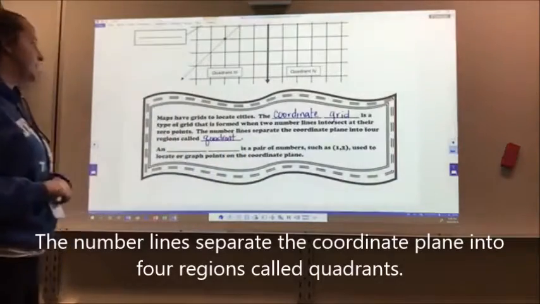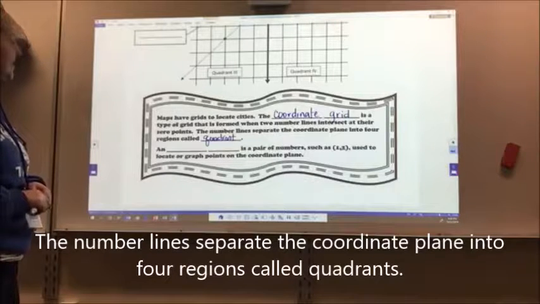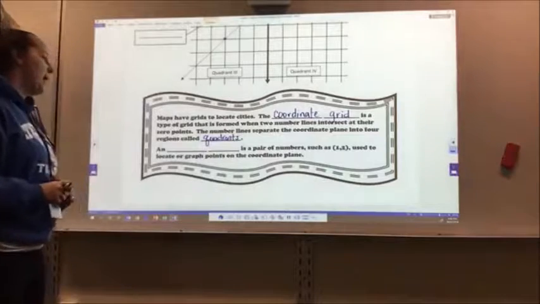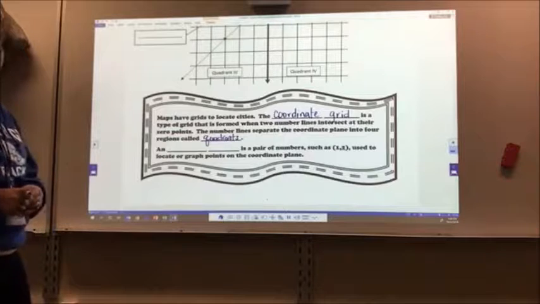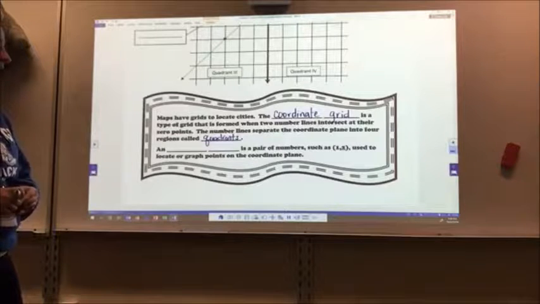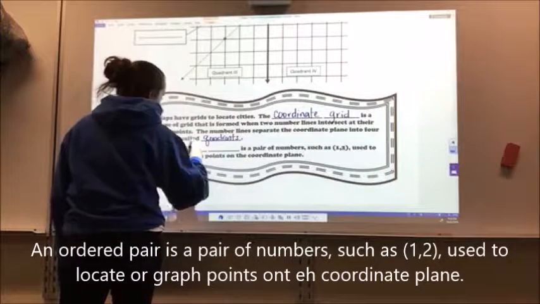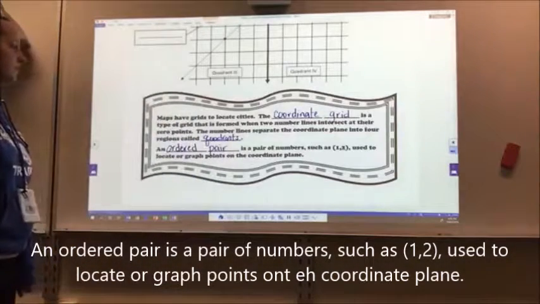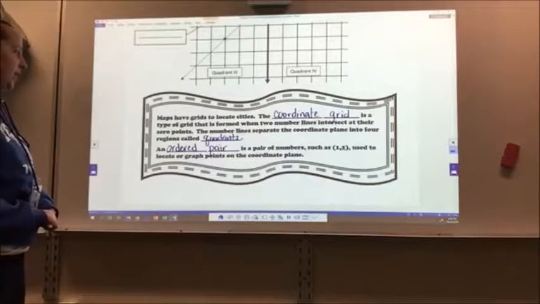So the coordinate grid is a type of grid that is formed when two number lines intersect at their 0 points. The number lines separate the coordinate plane into 4 regions called quadrants. And blank blank is a pair of numbers such as 1, 2 used to locate or graph points on the coordinate plane. In those two blanks, you're going to write ordered pair.